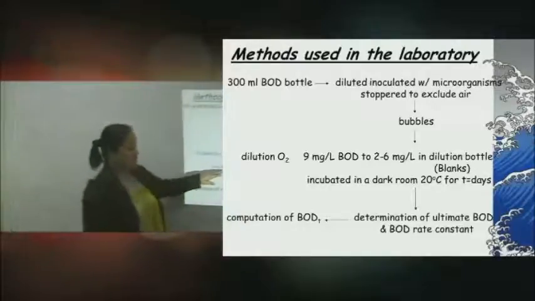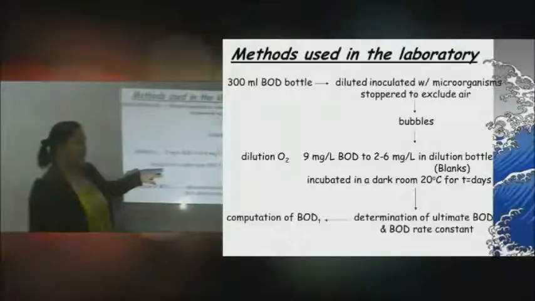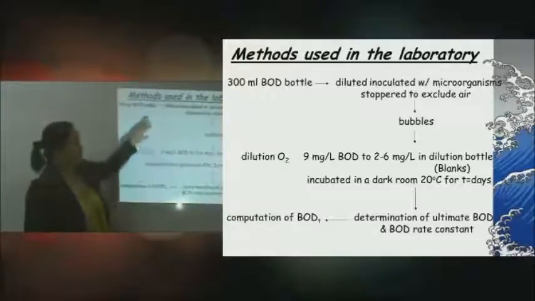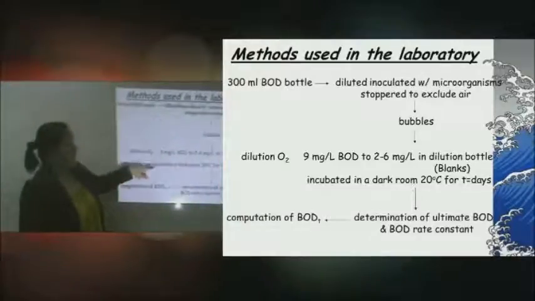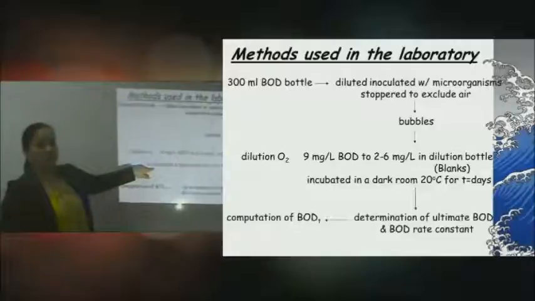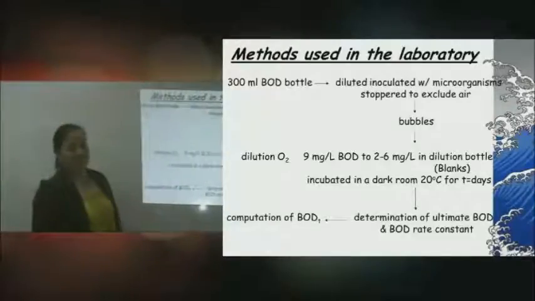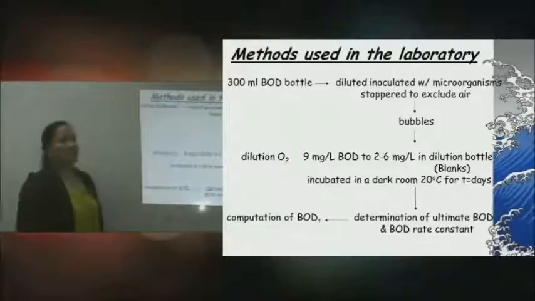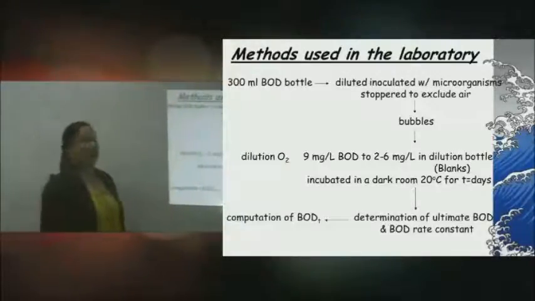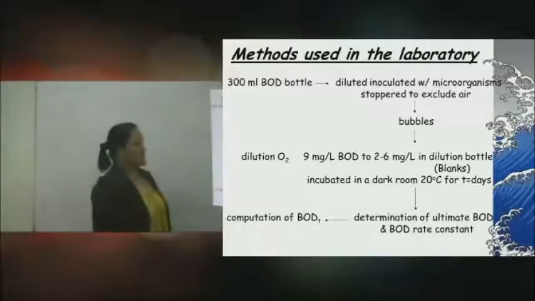Here, take note that when you compare it with the blank and when you inoculate the sample, it has to be incubated in a dark room, maintained at 20 degrees for a certain number of days. Let us reiterate that the number of days would normally be 5 days. That's why we normally measure the rate constant after 5 days.